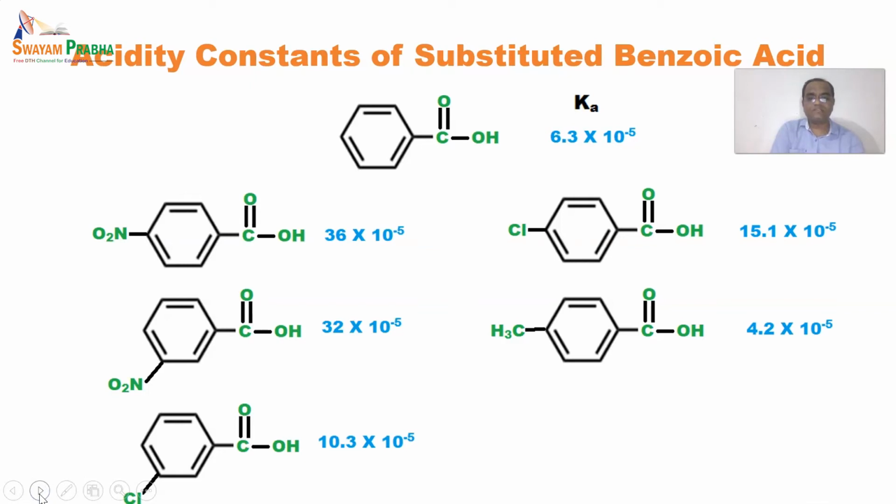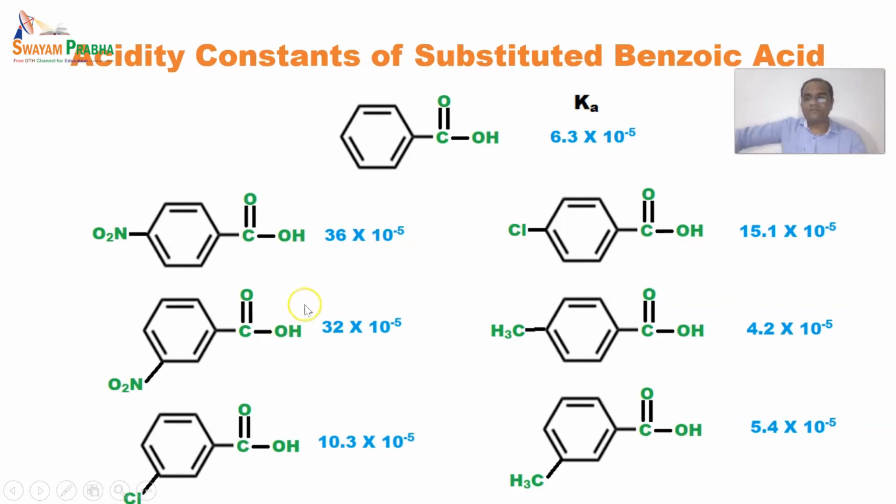For an electron releasing group, that is methyl, it is 4.2 into 10 raised to minus 5, and for meta position it is 5.4 into 10 raised to minus 5. So the interesting thing to see over here is that there is an effect of position also on the K values. It does not matter whether the substituent is at para position or at meta position, the value of K does change.